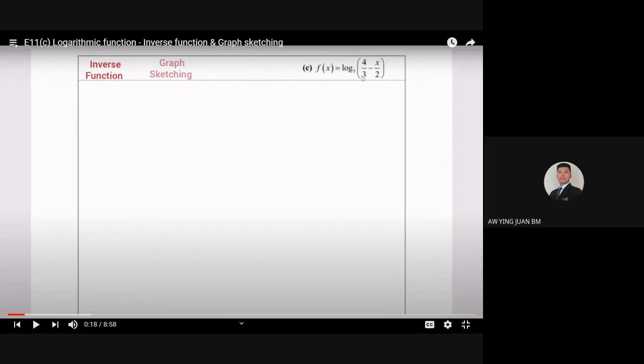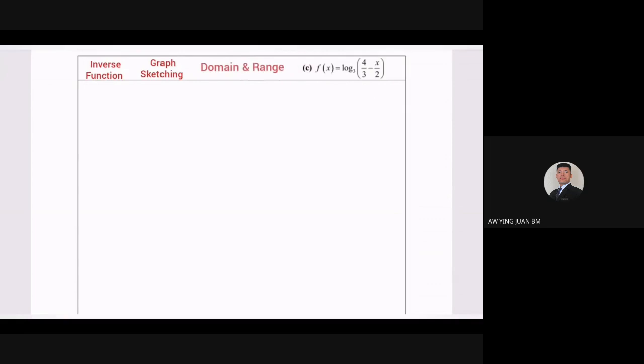So saya nak tunjukkan apa sebenarnya? Saya nak tunjukkan bahawa log base yang berbeza, tapi dia masih dalam keluarga logarithmic function. So dia punya style, gaya, prosedur, step semua sama, termasuk shape of graph tetap sama, tidak berubah. Sketching and then state the domain and range.